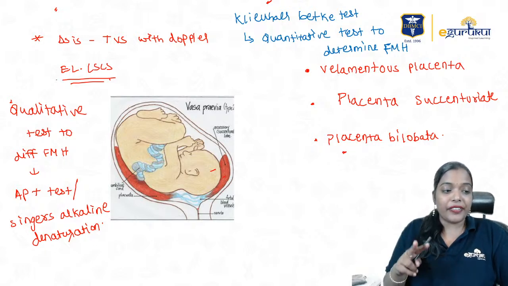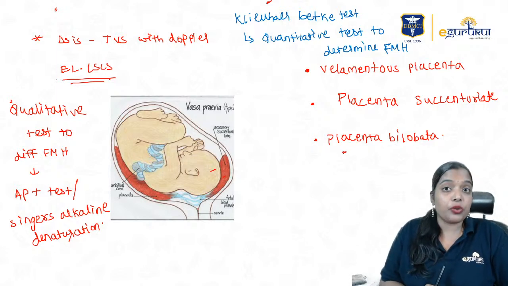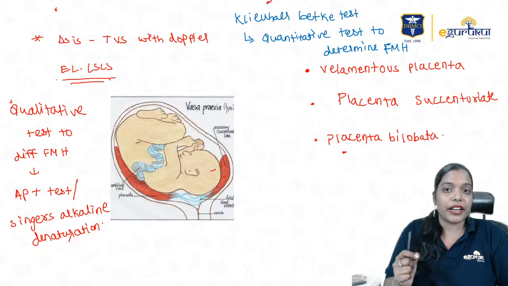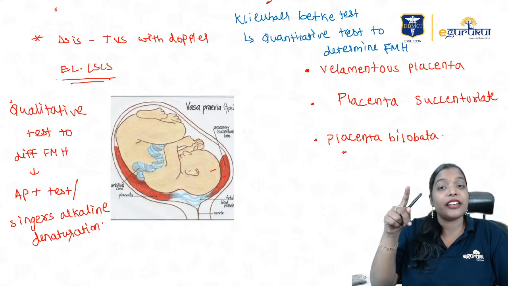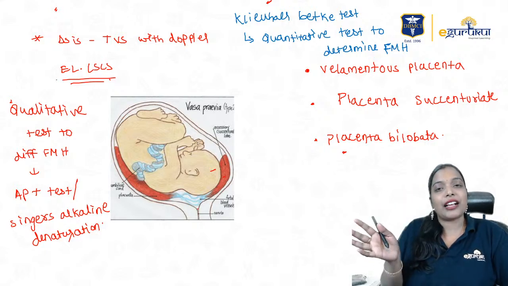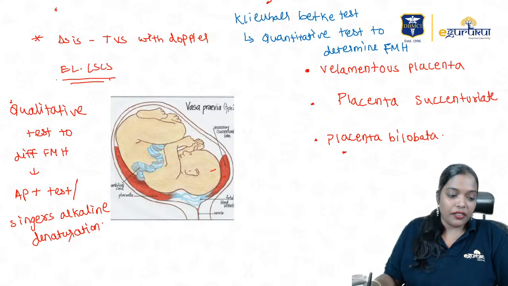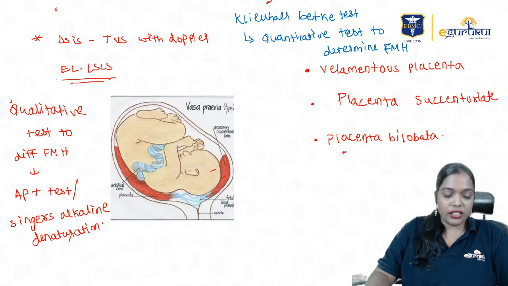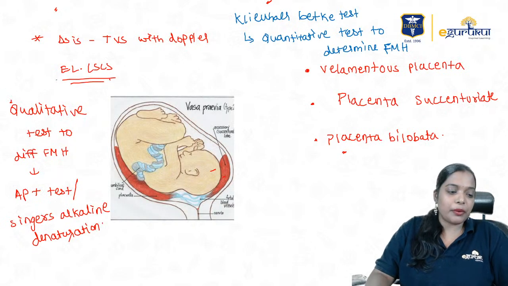So the qualitative test is APT or Singer's alkaline test, where we use the reagent potassium hydroxide or sodium hydroxide, whereas Kleihauer-Betke test is a quantitative test which we use in Rh isoimmunization. There we use citric acid, so we also call it the acid elution test. Okay. Very good evening, Achin. So that's about Vasa Previa.